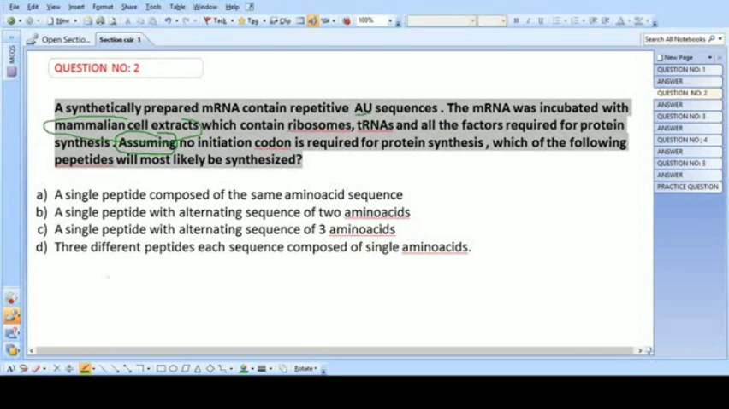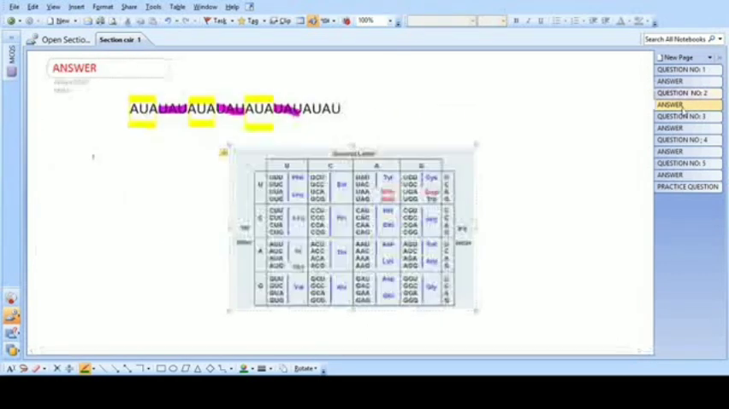Then in the question we have to find which of the following peptides is more likely to be synthesized. The first option, A, is a single peptide composed of the same amino acid. Another is a single peptide with an alternating sequence of 2 amino acids. The next option is a single peptide with an alternating sequence of 3 amino acids. And the next is 3 different peptides, each having a sequence of a single amino acid. Next we can go to the answer.